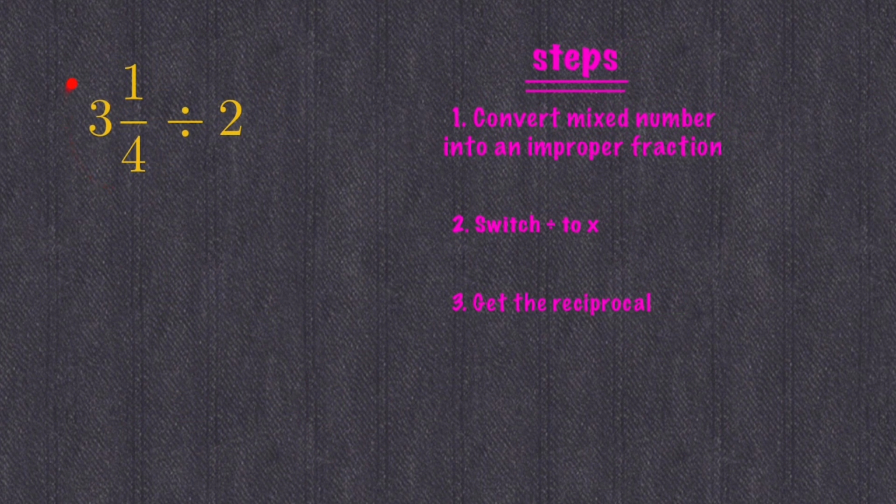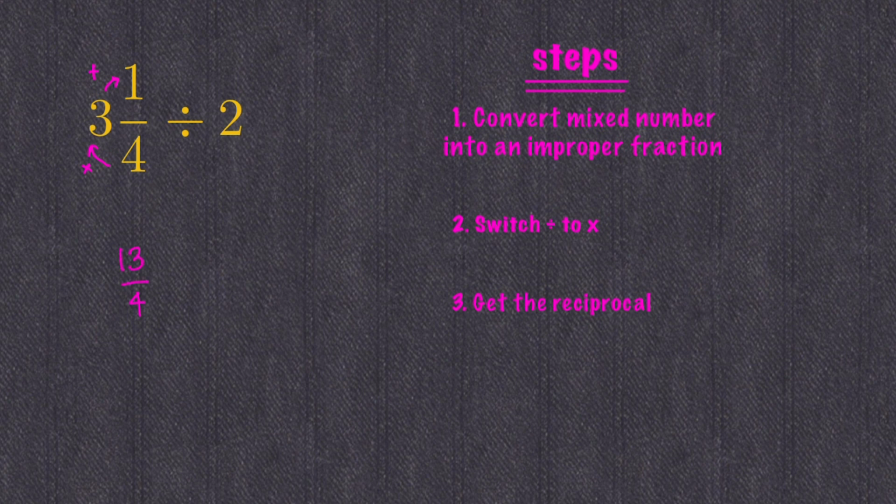Here we have 3 and 1/4, and we're going to divide that by 2. Once again, we have a mixed number, and we're trying to divide it by a whole number. So step 1 says to convert the mixed number into an improper fraction. We keep the denominator as it is, so keep it as a 4. Then we need to times, and we're going to add to get the new numerator. So 4 times 3 equals 12. 12 plus the 1 equals 13. So our new numerator is 13.